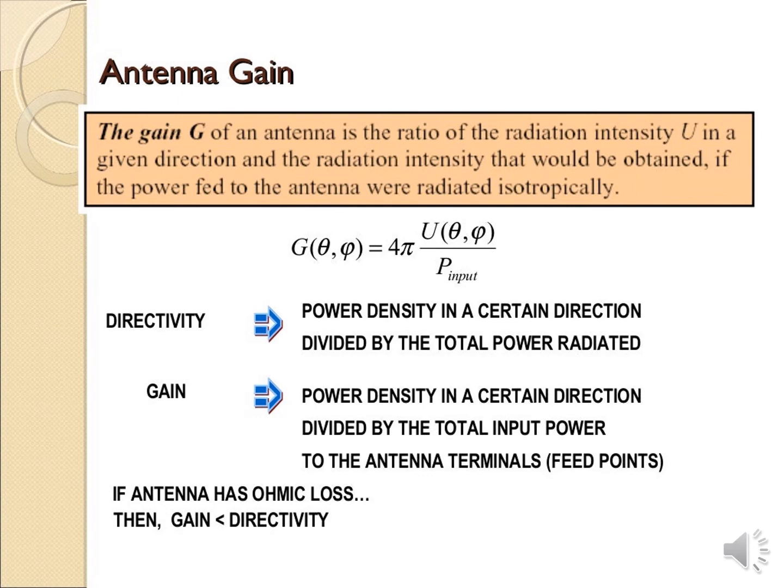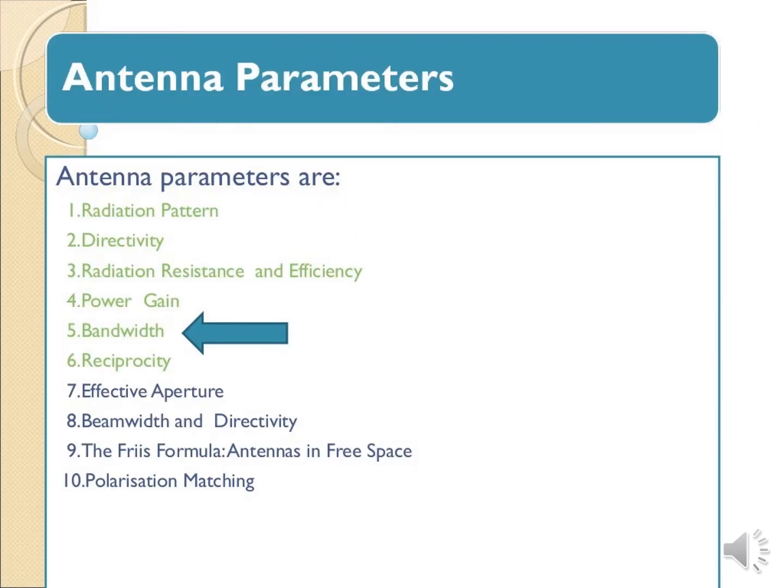So this is the directivity and gain. To define directivity, we can say it is the power in a certain direction divided by the total power that is radiated. How about gain? Gain is power density in a certain direction divided by the total input power to the antenna terminals. So this is how we can calculate antenna gain.